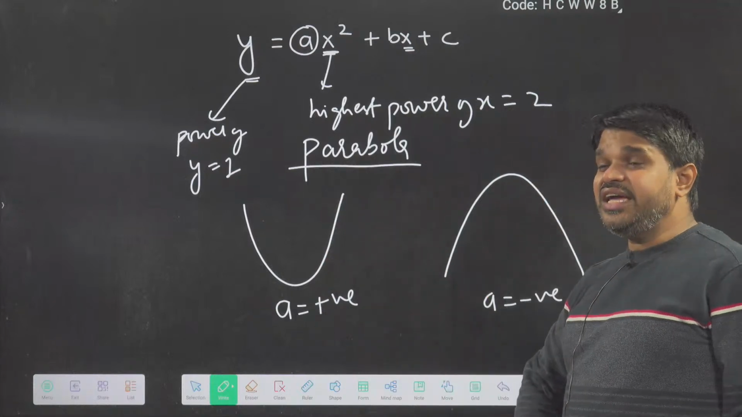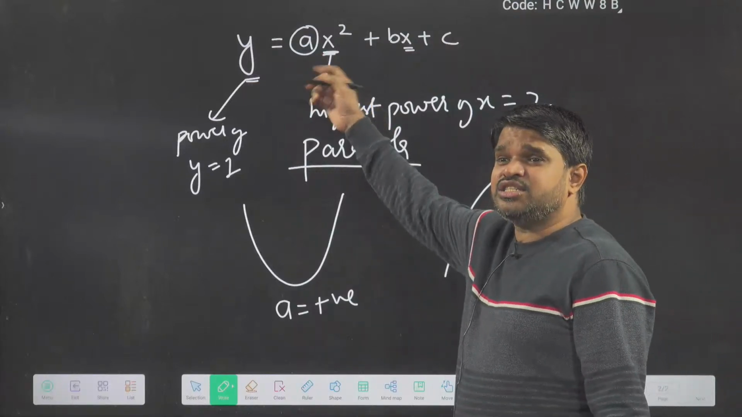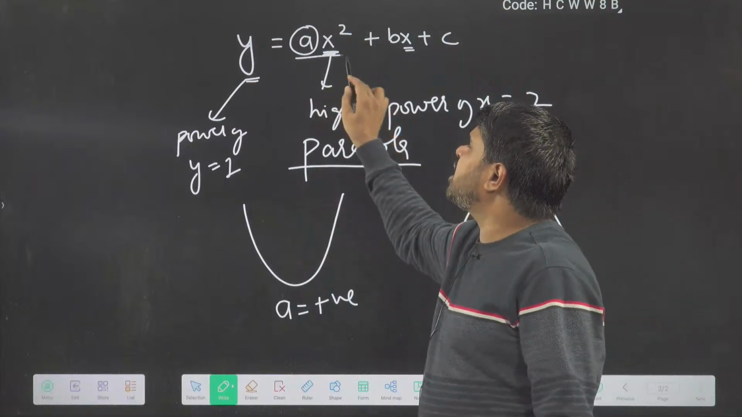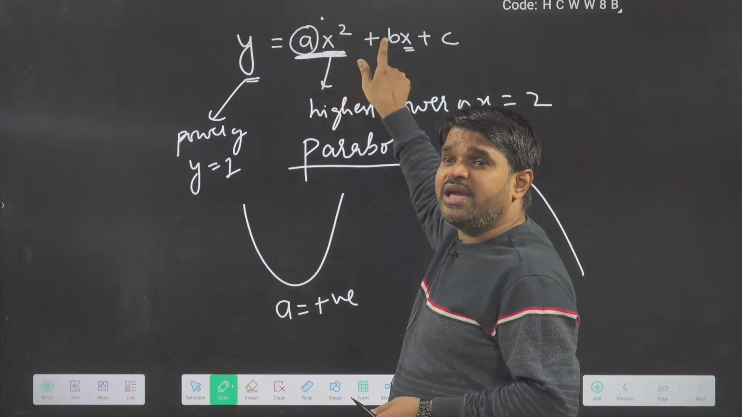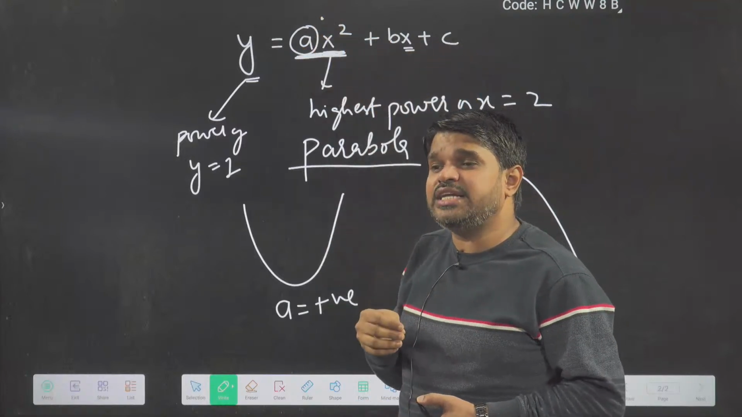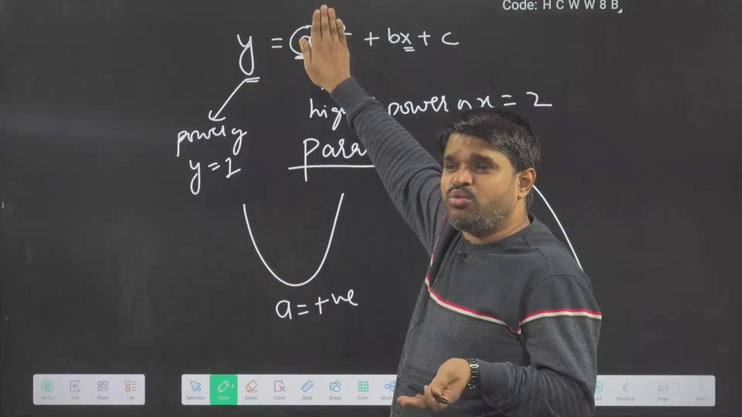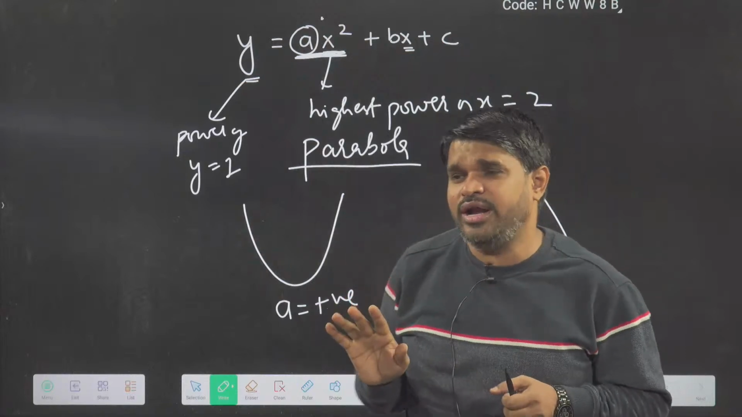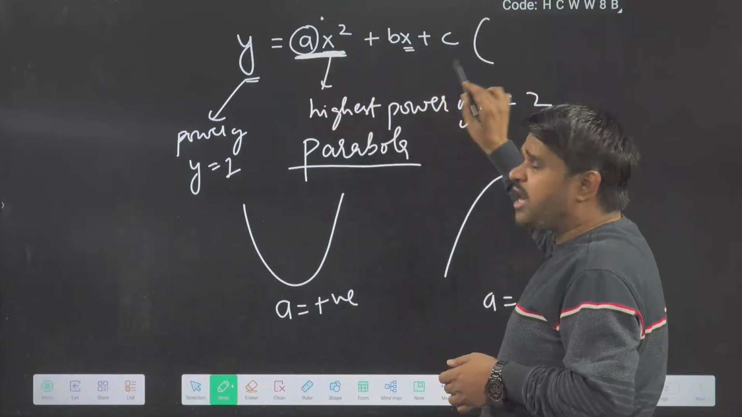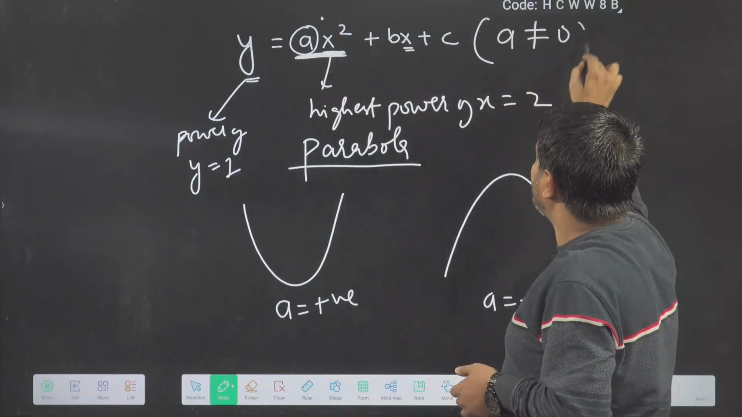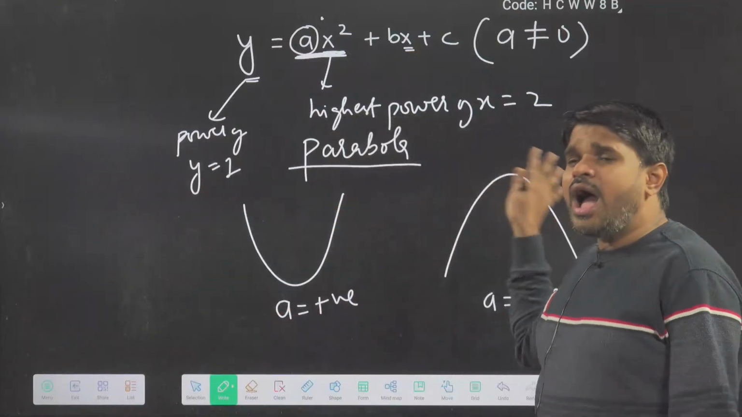Yesterday someone asked, if a is 0, then what kind of parabola? I told you, if a is 0, then the first term overall will be 0. So if the first term becomes 0, you will have bx plus c. Now it is not a parabola, it is a straight line. y equals bx plus c is a linear equation, so it will be a straight line. So a must be non-zero. For this to be a parabola, a is necessarily non-zero. If you take a as 0, it won't be a parabola. Now, how to draw a parabola? Now we are going to discuss.